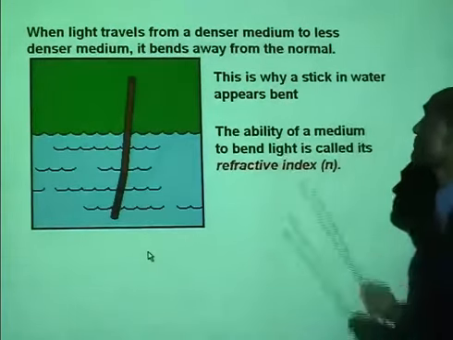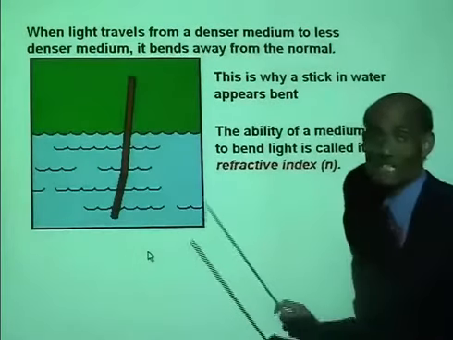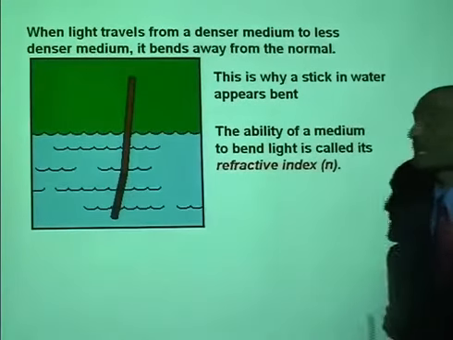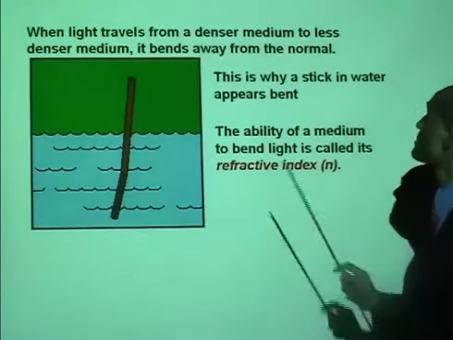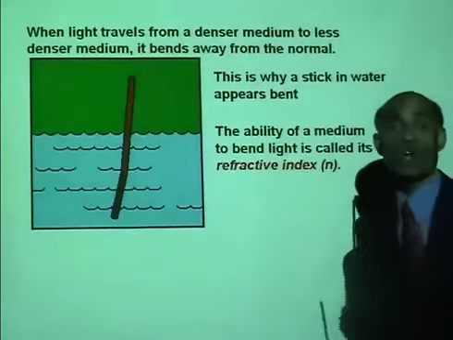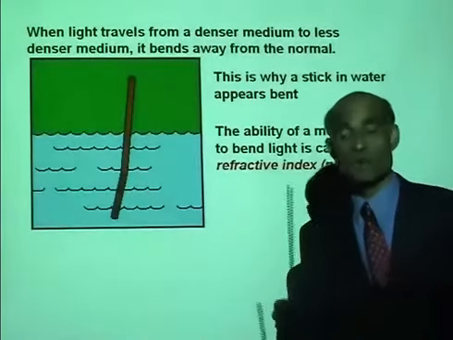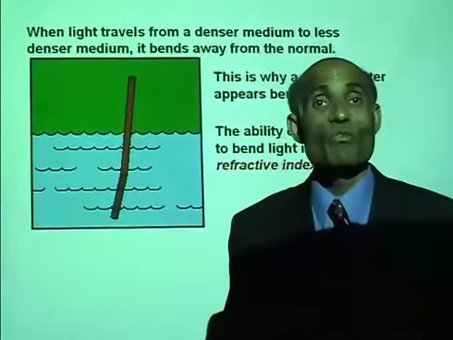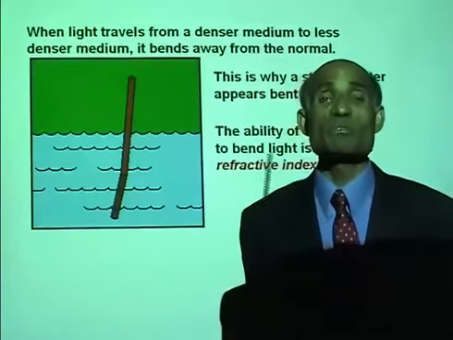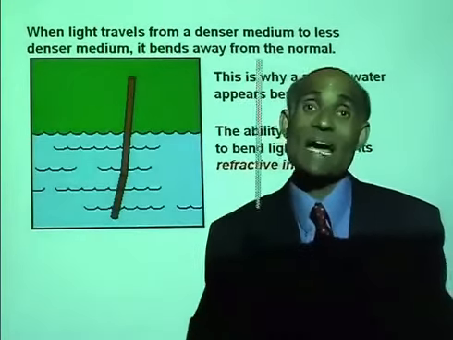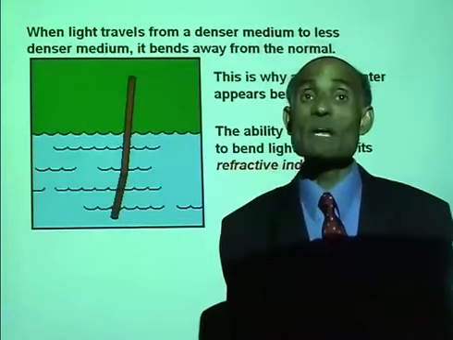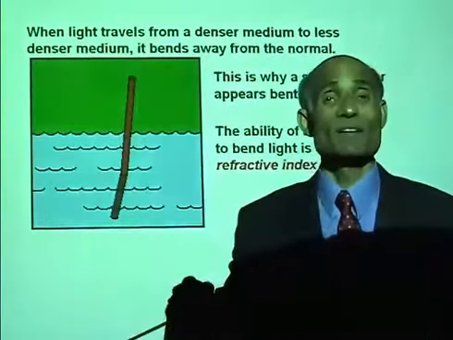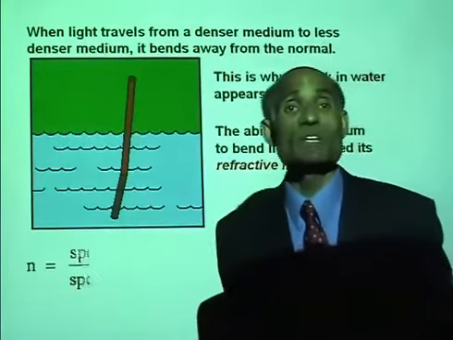The ability of a medium to bend light is called its refractive index. So every transparent medium has a refractive index. For convenience, we are going to take the refractive index of air as 1. That means the refractive index of water will be greater than 1. The refractive index of glass will be greater than 1.